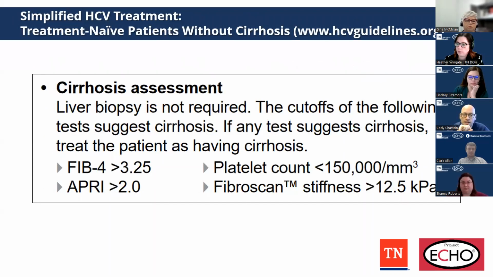This is actually taken directly from the simplified hepatitis C treatment guidance from the AASLD and IDSA. And they specifically note that for cirrhosis assessment, liver biopsy is not required. Cutoffs are suggested that if you have a FIB4 greater than 3.25, an APRI score greater than 2, a platelet count less than 150,000, or a FibroScan or a transient elastography marker greater than 12.5, you should presume that advanced fibrosis is present as you make a plan. You should presume that cirrhosis is present. But if all your values are less than that, likelihood is that patient is unlikely to have cirrhosis.